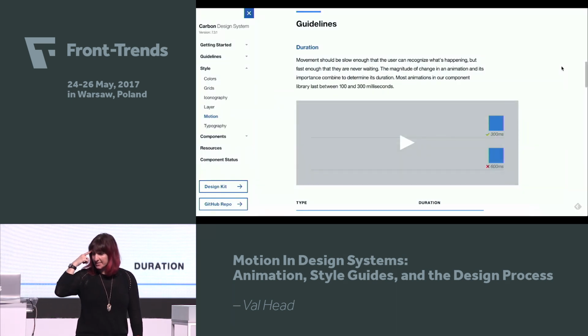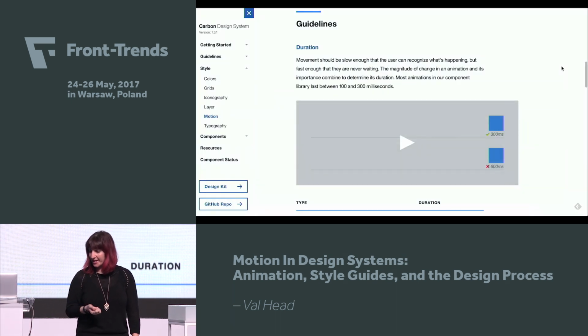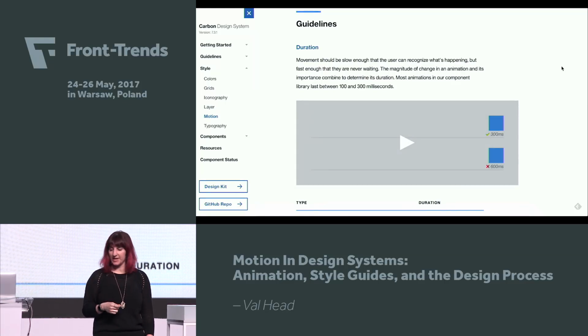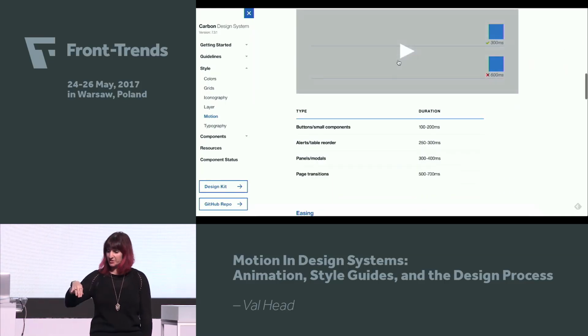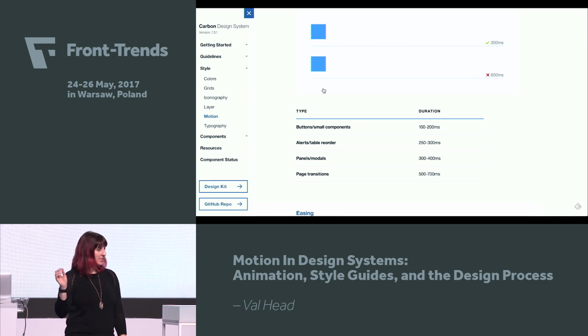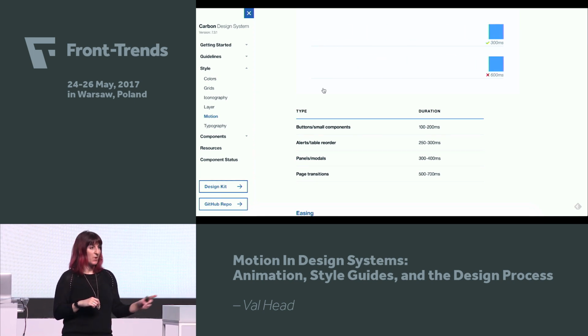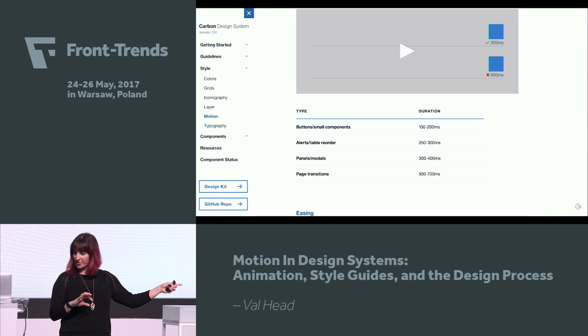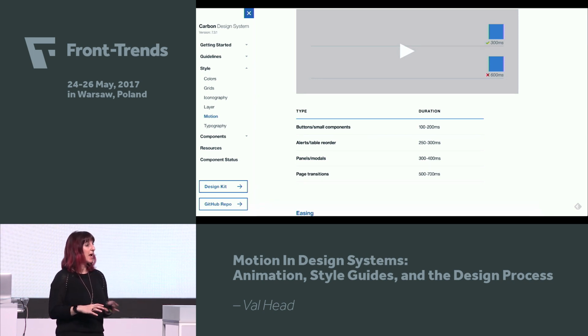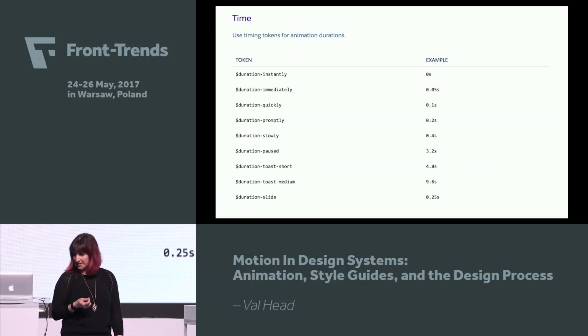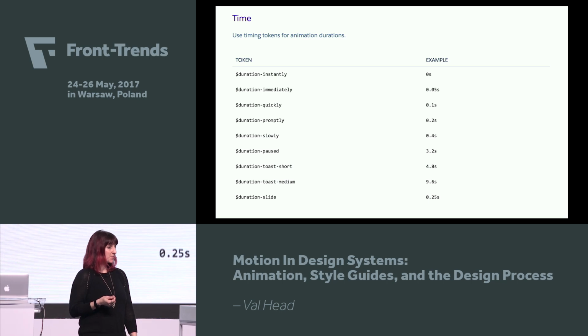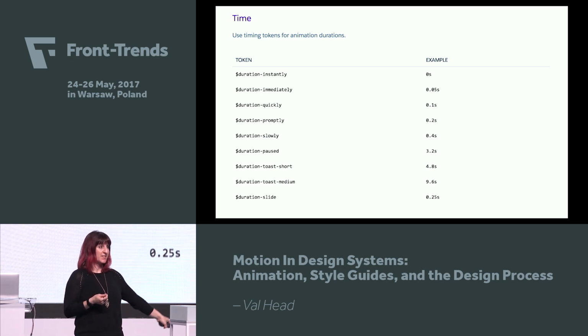IBM's Carbon design system does that a little bit, where they have these specific categories of timing. If you have a small thing, use this timing. If you have a page transition, use this timing. And they've made that timing decision easy for whoever needs to decide how long their animation should take. Salesforce gets really, really specific in theirs. They're just like, here's a list of timings, pick one, go for it.